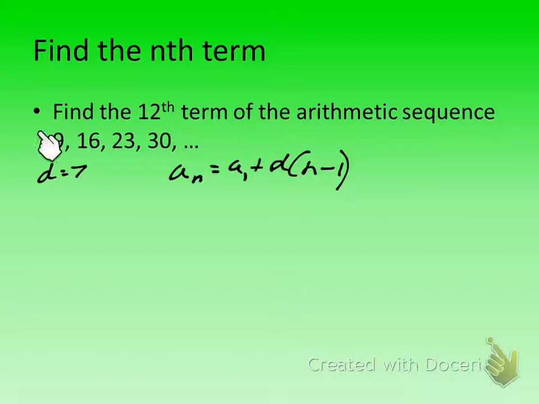Wait, I'm confused how we got 7. That's the difference. That's the common difference. 9 to 16, 16 to 23, 23 to 30. Yeah, all going up by 7. All right?